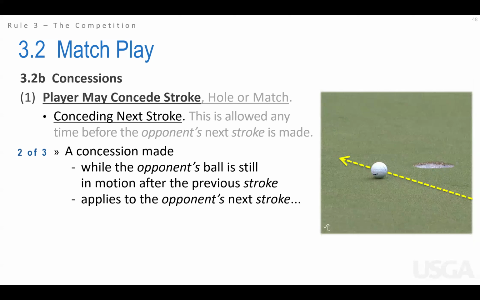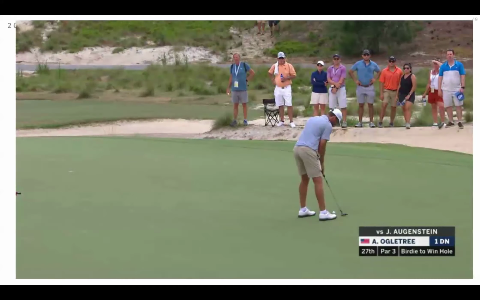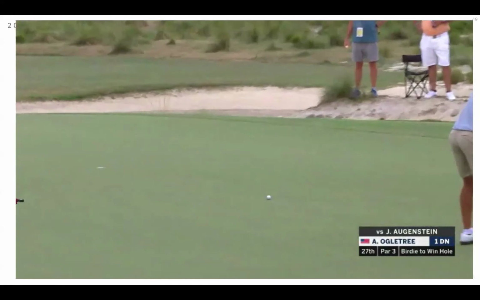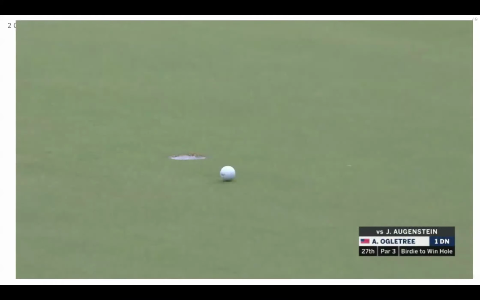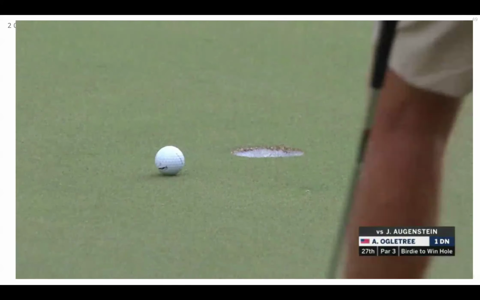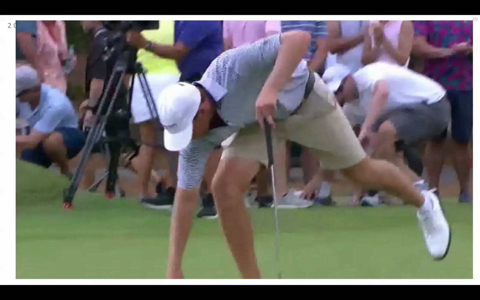If for some reason we concede a stroke while the ball is in motion from that previous stroke, we're applying that to the opponent's next stroke. So if a player putts that ball and they were putting for a 3 and they miss the hole, but the ball's still in motion and we say that's good, again, we're treating it as if they've completed the hole in 4 strokes. So an example here from the US Amateur, birdie to win. Putt was conceded while the ball was in motion. Andy Ogletree walks away with a 4.